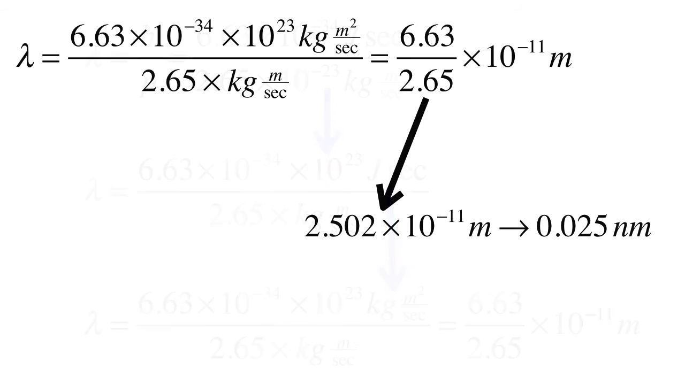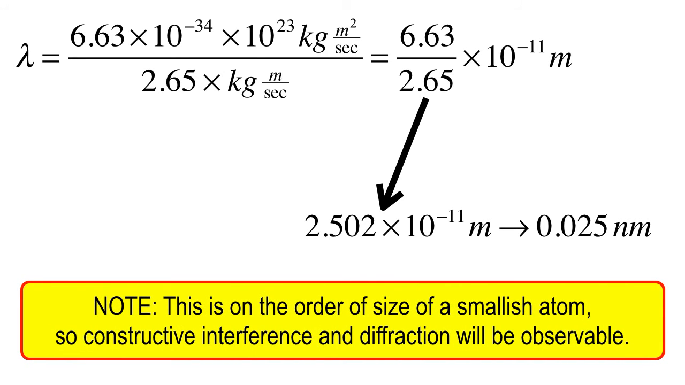All right, so 2.502 times 10 to the minus 11 meters. Hey, you guys, is that smaller or bigger than a nanometer? Yeah, it's smaller. Because a nanometer is 10 to the minus 9 meters, and this is 100 times smaller. Okay, but 0.025 nanometers, that's on the order of an atom, maybe a smallish atom. Some atoms are bigger than others.